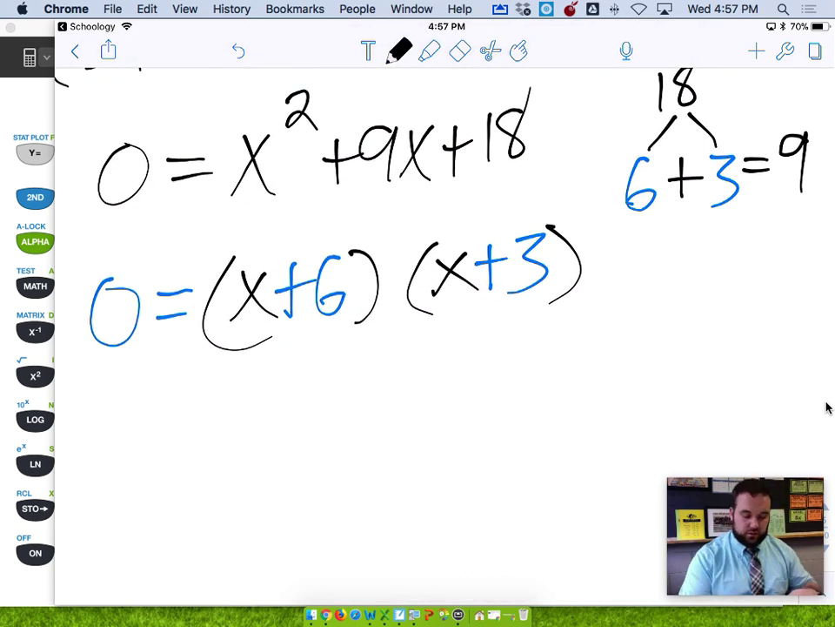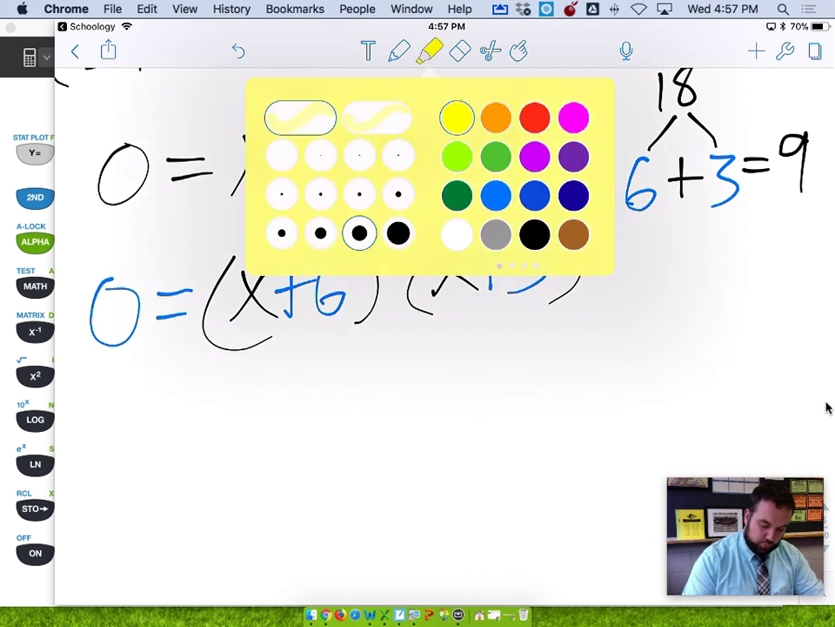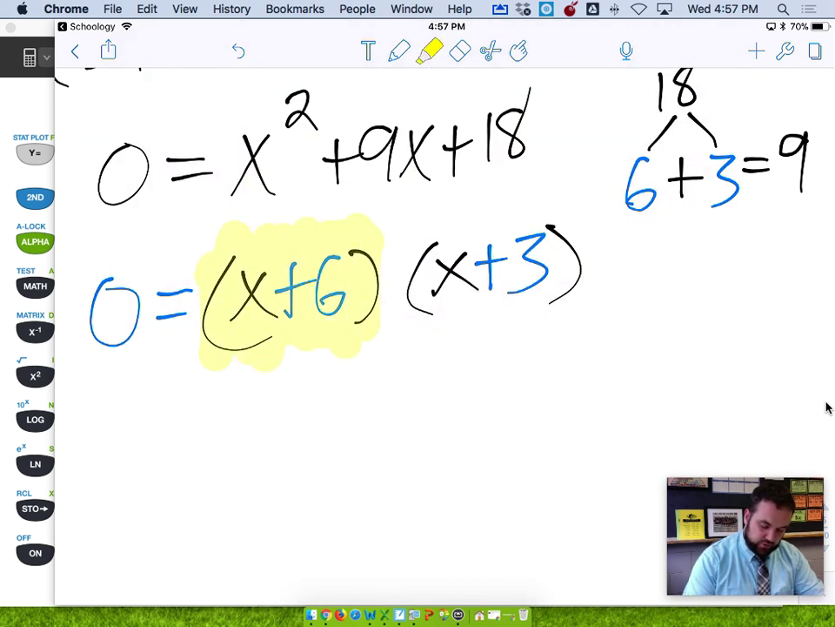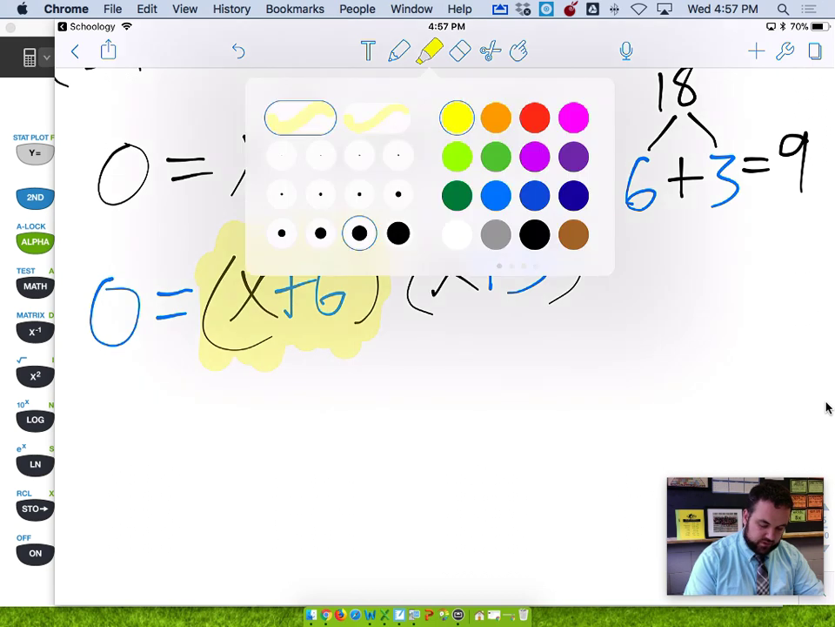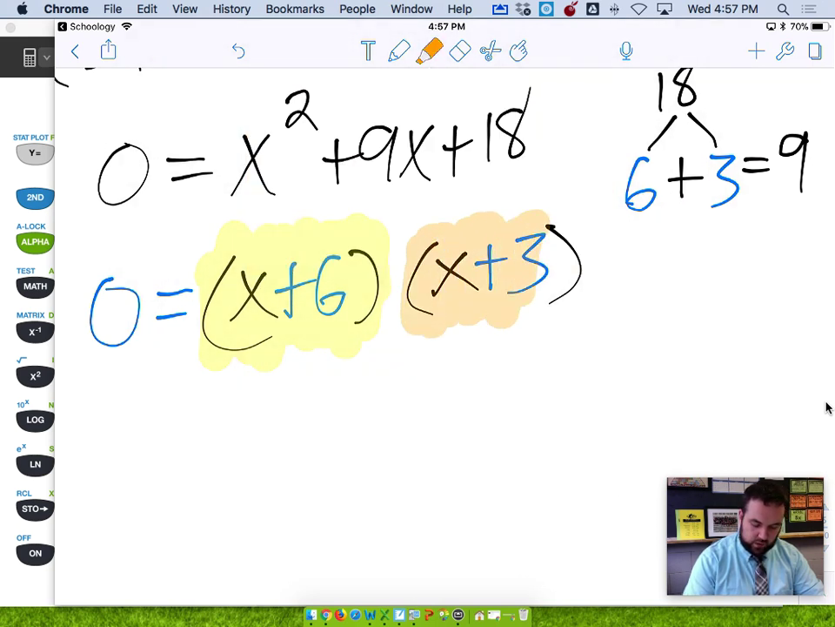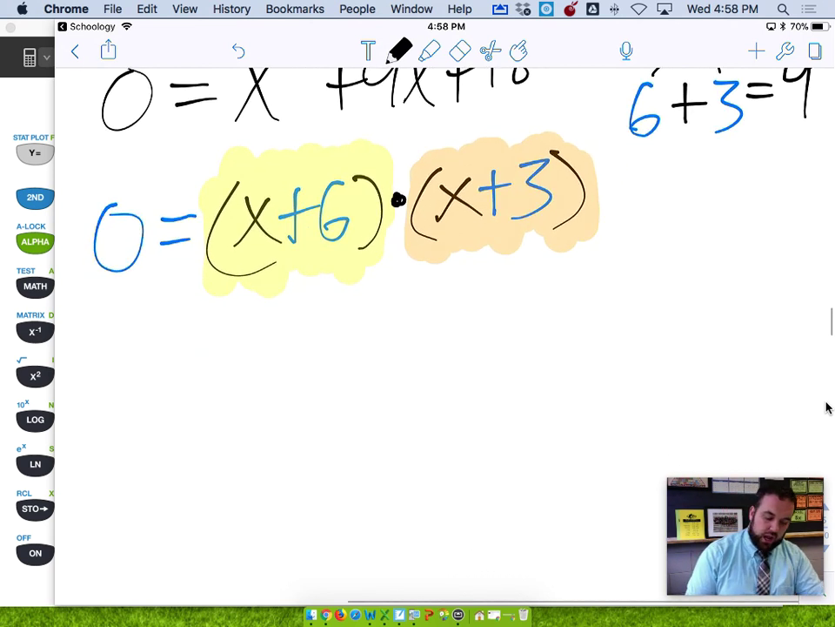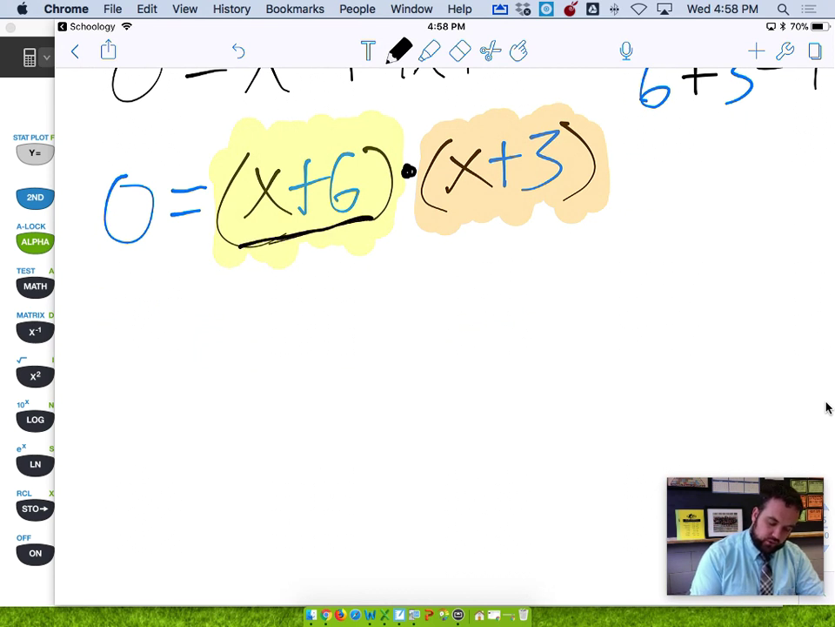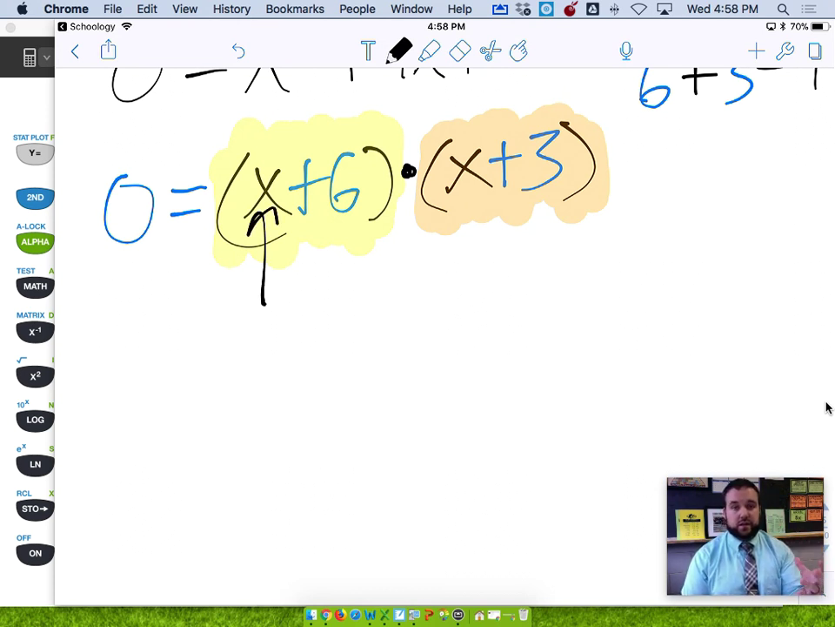Now that I've factored it, you learned something called the zero product property, which says if you multiply some quantity times another quantity, and the answer is going to equal 0, either yellow or orange has to equal 0. There's no way for 2 numbers to multiply to 0 unless one of them is 0. And so this is where we ask ourselves, what value of x, what number could I replace this with to make 0 in the yellow, in that first set of parentheses?